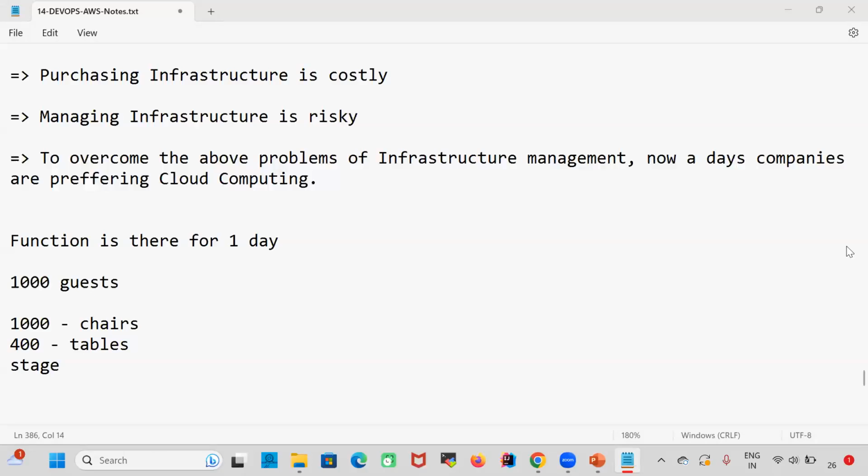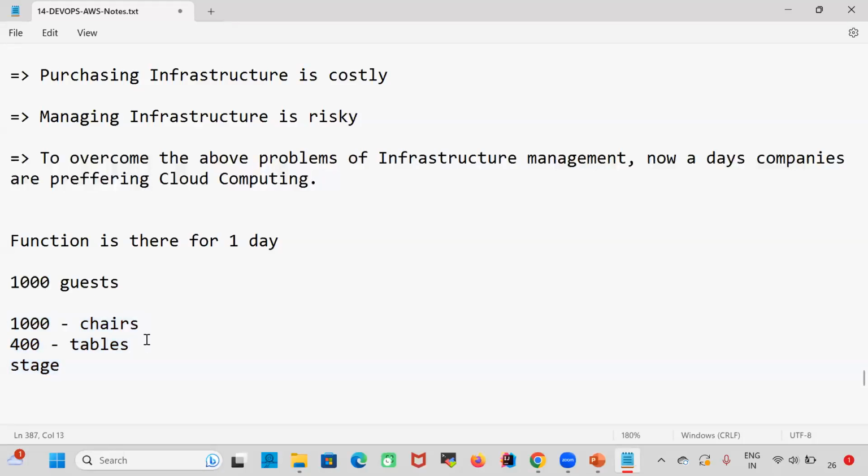Will anybody have that much space in the house to store 1,000 chairs, 400 tables and one stage for the next function, for your kid's birthday? No. When we are going for a function celebration in the house, purchasing this infrastructure is costly. First thing, okay, you have more money. You spend 10 lakhs, you purchased it. Function completed. After the function, what about the chairs and tables? Where to keep it? How to manage that?